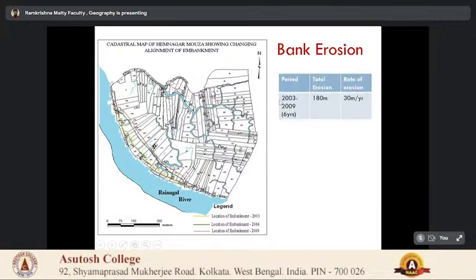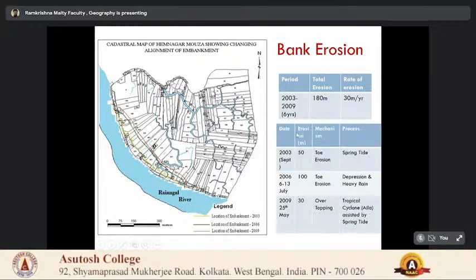Now, if you have this data with you, during 2003 to 2009, within these 6 years, bank erosion occurred by 180 meters. Now, easily we can calculate the rate of erosion per year, 30 meters per year. Is it right? Is it a right conclusion? How far is this conclusion a correct one? Let's take the proper picture.